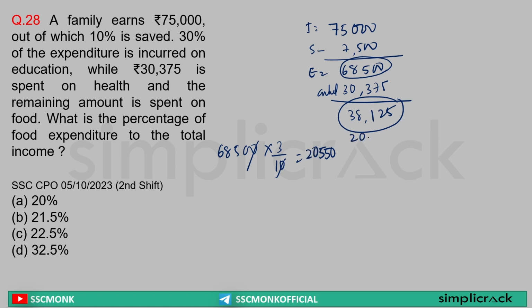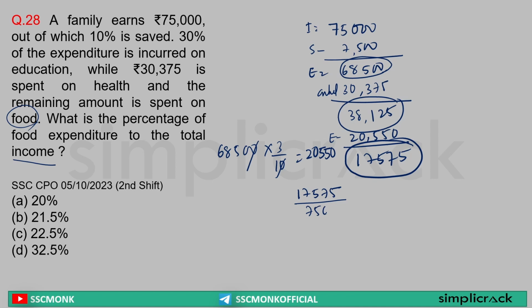So how much has been spent on education? Education is 20,250. So what is the difference? Here it will be 37,125 minus 20,250 is equal to 17,... So the rest, 17,575, is the expenditure on food. So what is the expenditure on food as a percentage of total income? That means 17,575 divided by 75,000 into 100%.